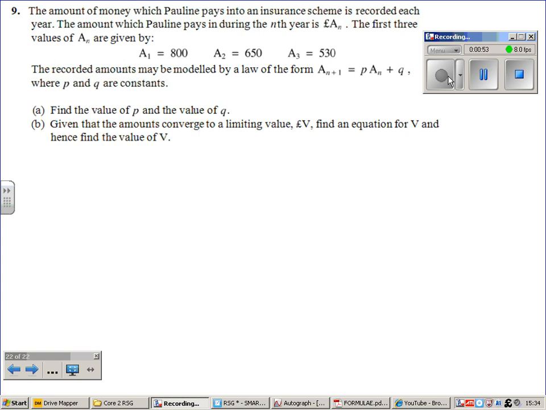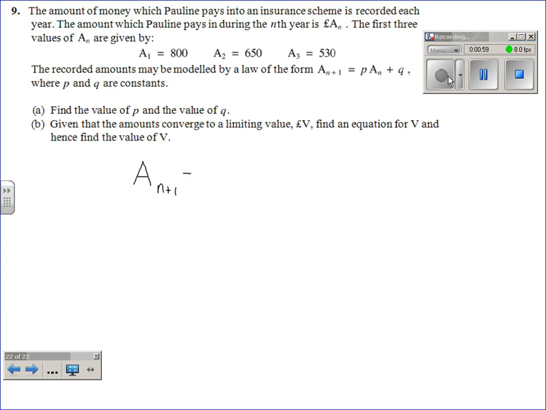This question looks a little bit different from others. Don't let it confuse you. You've been given A of n plus 1 equals P A n plus Q. So that's how we're working out our term-to-term sequence. If we imagine n is 1, and you substitute in 1, 1 plus 1 is 2, and that gives you P A of 1 plus Q. You know what the second term and the first term are, so we can substitute those in, and you've got 650 equals P times 800, so 800P plus Q.